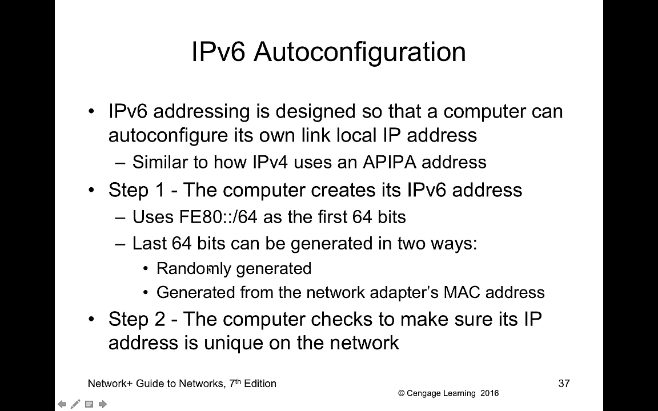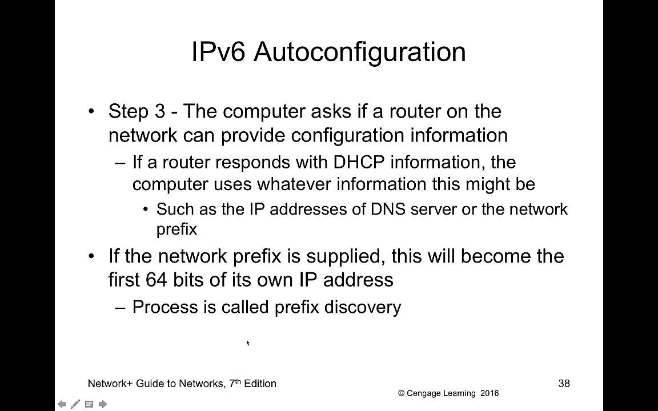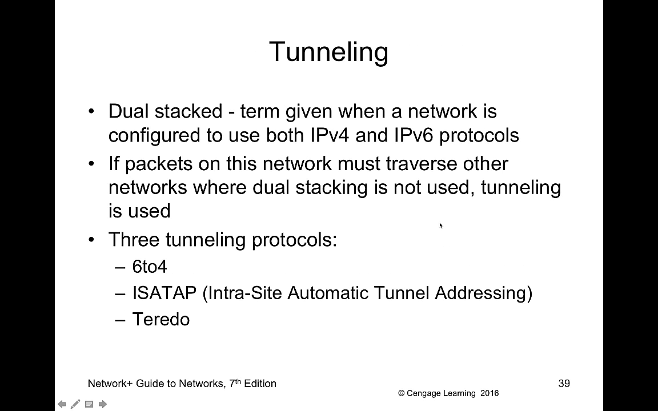Once it picks a random address for the last half, it checks to see if it's unique. If it is not unique, it generates another one. And that's how it works. Then it asks the router if it's available, then it assigns it. Easy enough there.